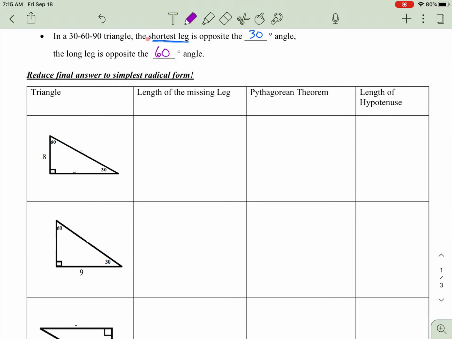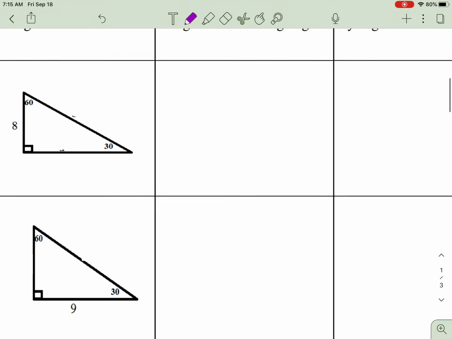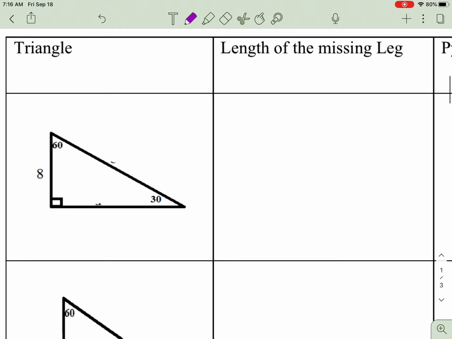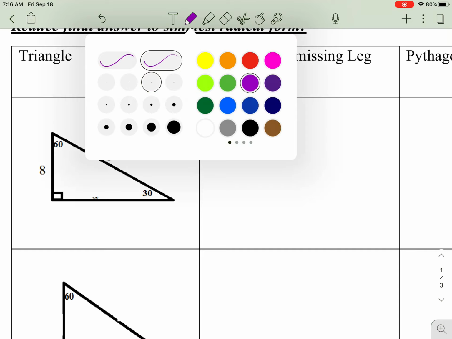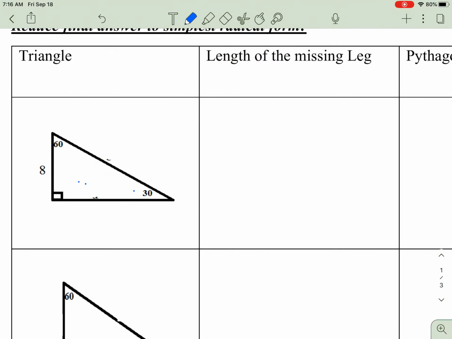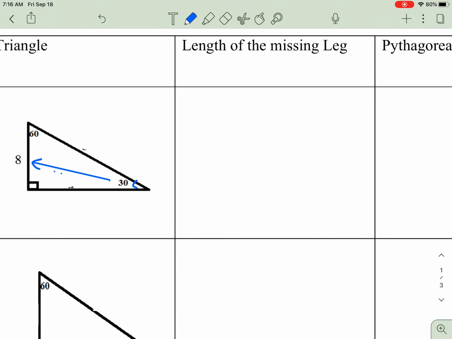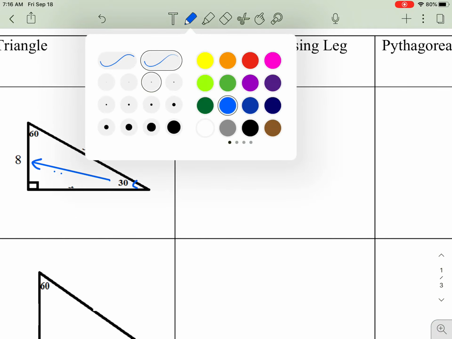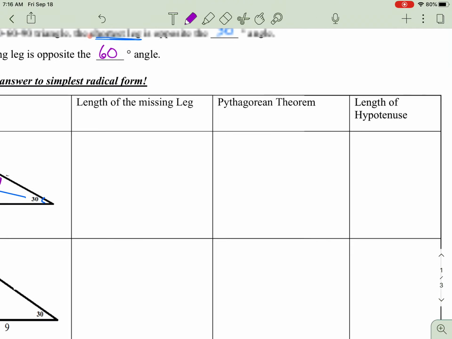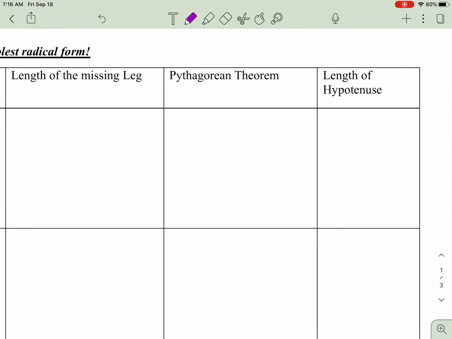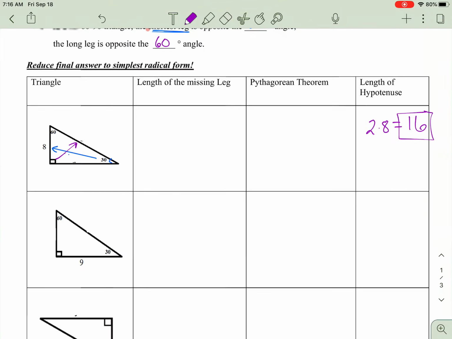You're going to reduce your answer to the simplest radical form. We want to find the length of the missing leg. Well, what we already know is that this is across from the 30-degree angle, right? That tells us that this hypotenuse is double that. So if the short leg is 8, the length of the hypotenuse is 2 times 8, which is 16. Okay, so that's the length of the hypotenuse.